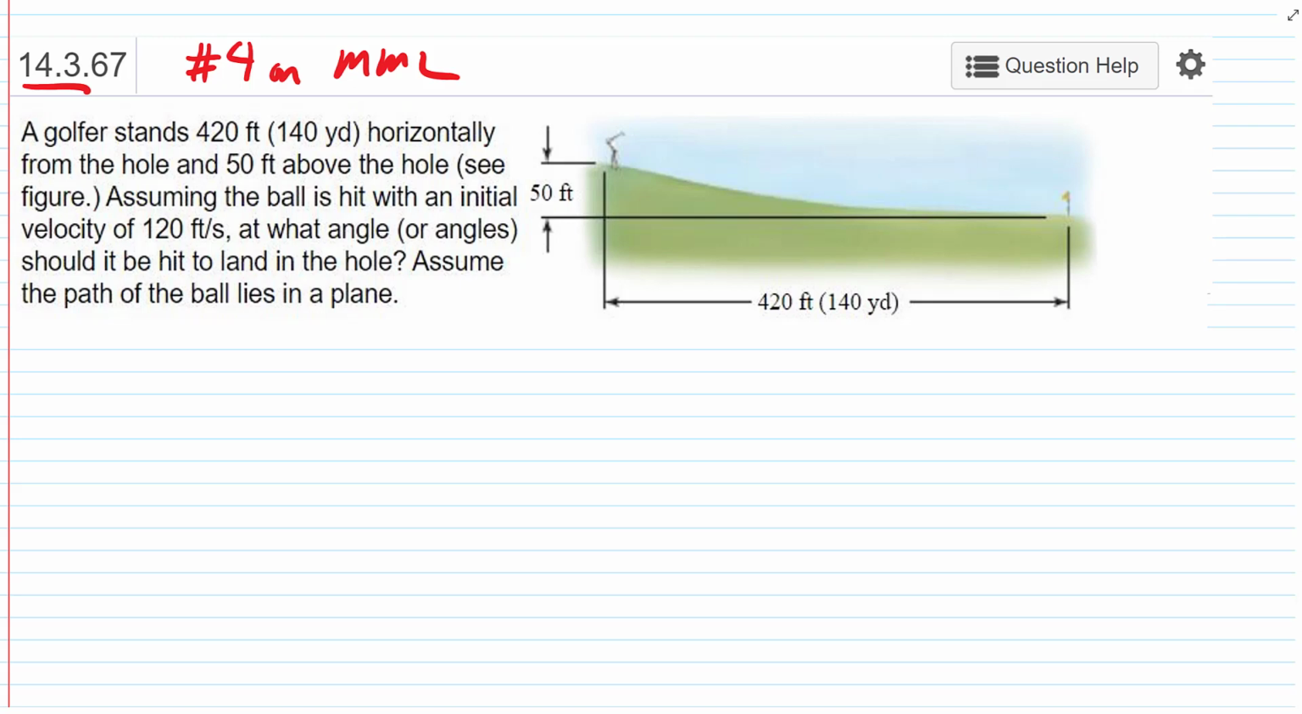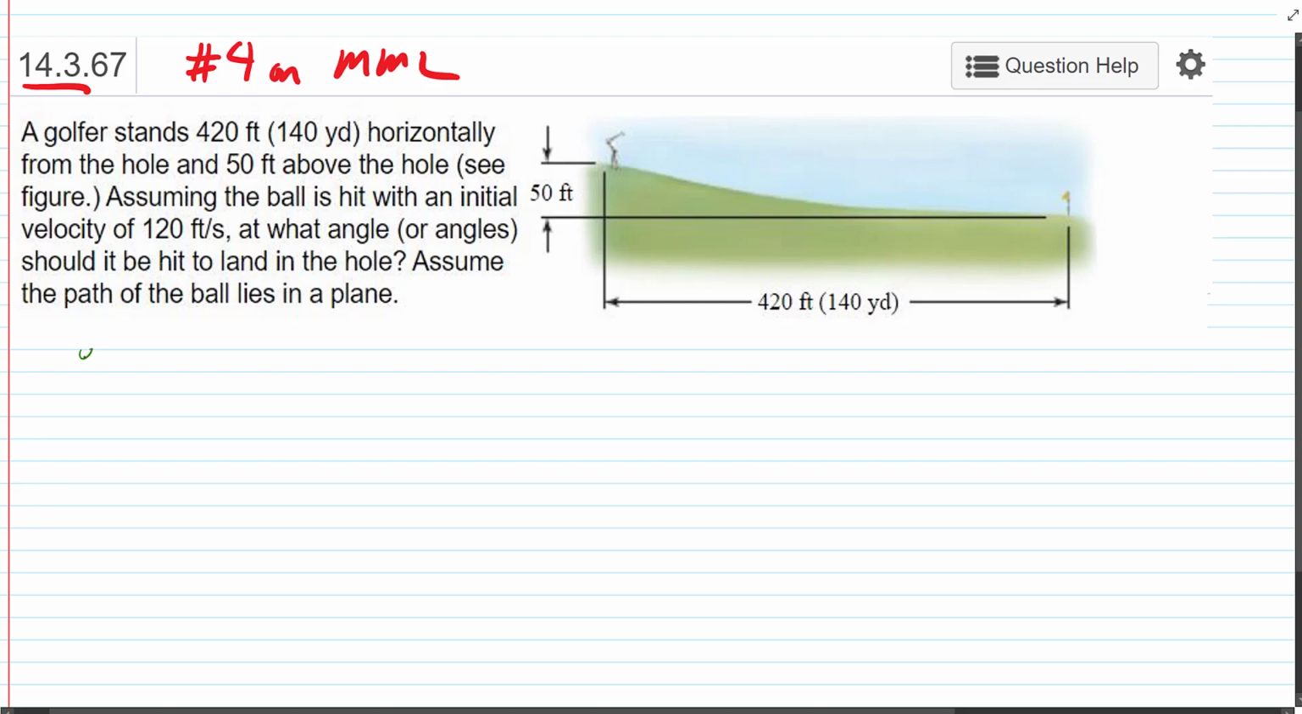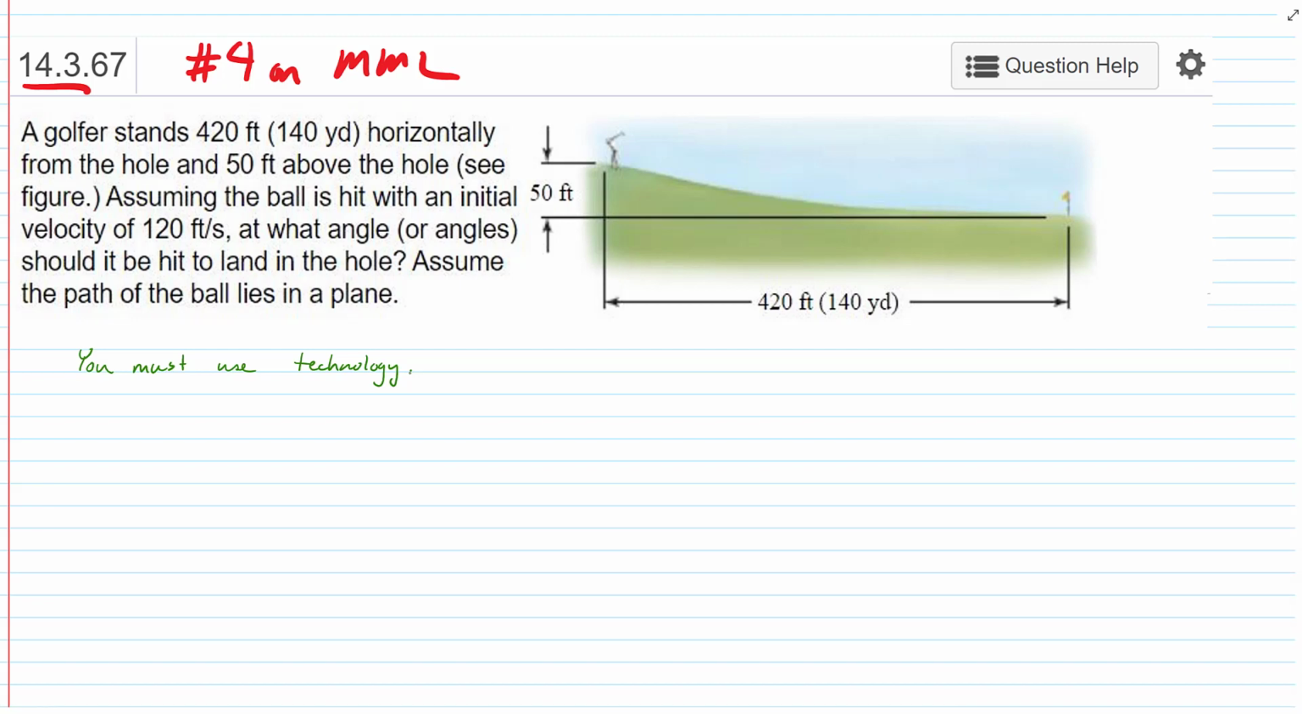But most importantly, and I don't think this is clear in the question, you must use technology to solve this. And I don't think I was aware of that when I used this question. So you must use technology for this problem. Let's go ahead and see what it looks like here.